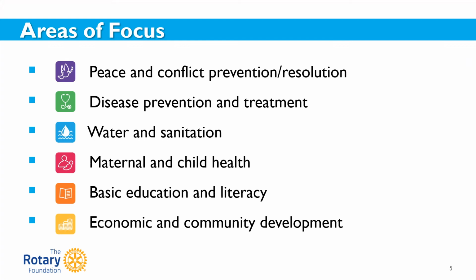As we discussed in the first video, Rotary has identified specific causes to target in order to maximize our local and global impact. Through global grants, we help clubs focus their service efforts in the following areas: peace and conflict resolution, disease prevention and treatment, water and sanitation, maternal and child health, basic education and literacy, economic and community development.